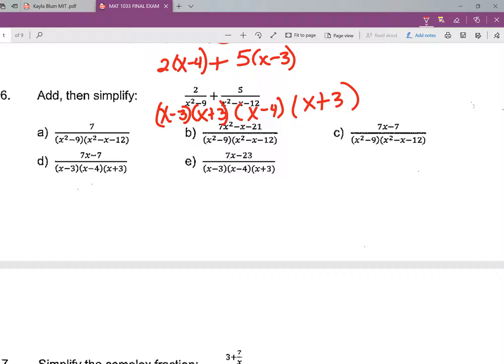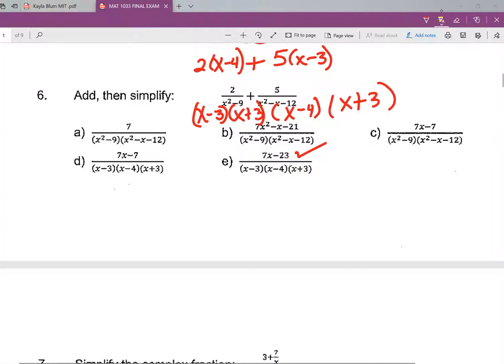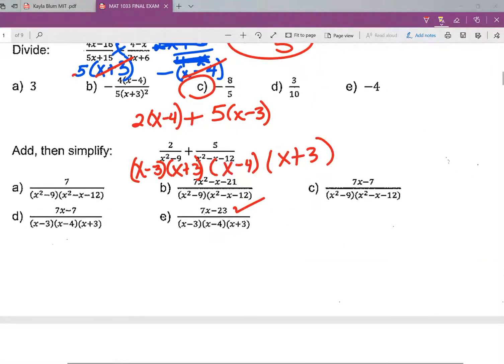And so when all is said and done, you end up with 7x minus 23 for the top, which is the only answer choice that has that. Notice that this x plus 3 is not repeated, so we don't repeat it just because it's there. Okay, so we don't repeat this x plus 3. We only use it once.